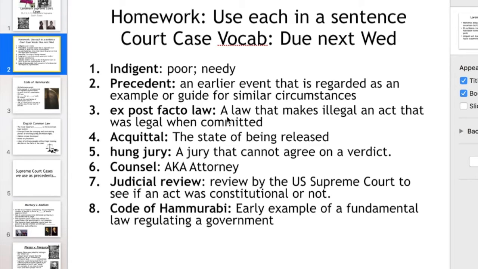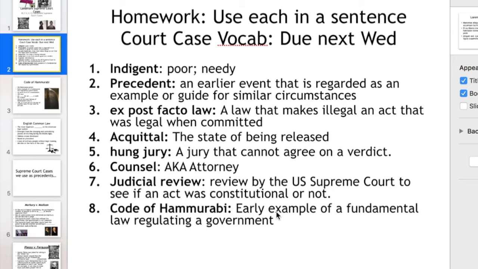Ex post facto law means that it is a law that makes illegal an act that was legal when it was committed originally. Acquittal is the state of being released. A hung jury is a jury that cannot agree on a verdict. Counsel is just another word for attorney. Judicial review is review by the Supreme Court to see if an act was unconstitutional or constitutional or not.